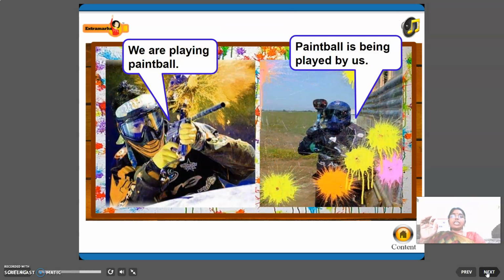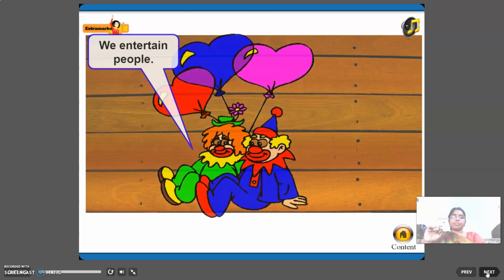First example, we are playing paintball. Paintball is being played by us. So observe these two sentences. Both the sentences convey the same meaning, isn't it? We are playing paintball. Paintball is being played by us. Meaning is not changing, but observe the sentences.